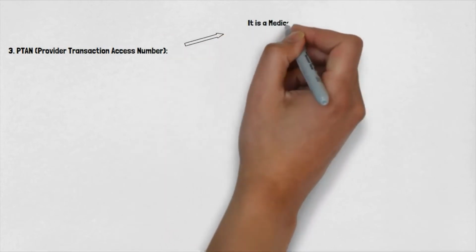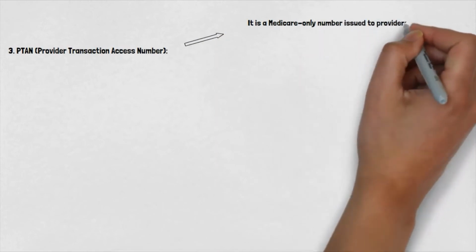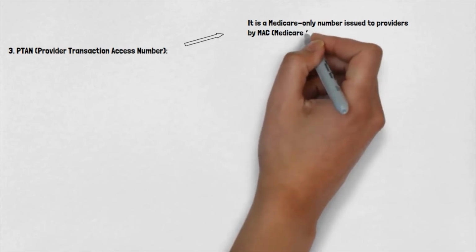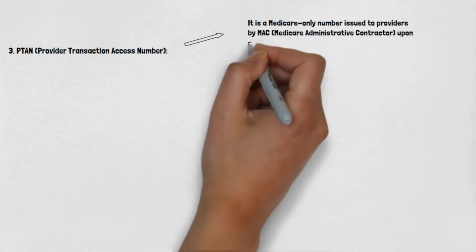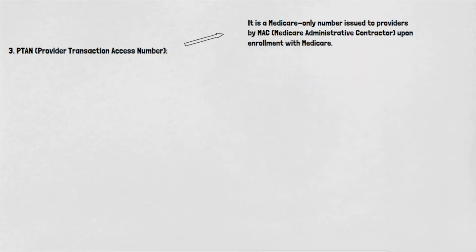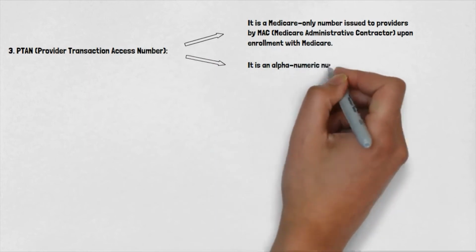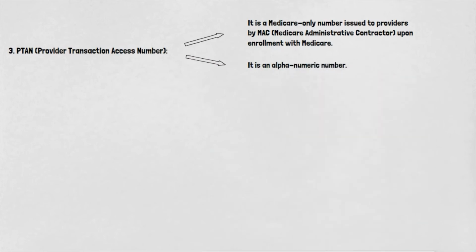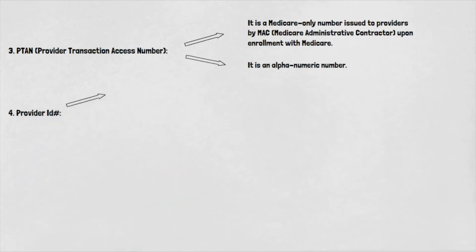The next one is PTAN, which is Provider Transaction Access Number. This PTAN is a Medicare-only number issued to providers by the MAC, which is Medicare Administrative Contractor, upon enrollment with Medicare. What is MAC? We will discuss that in the next video. The PTAN is an alphanumeric number and it does not have any specific format.